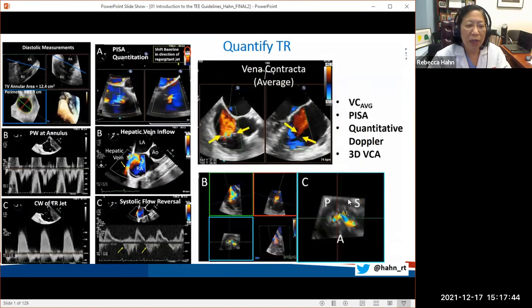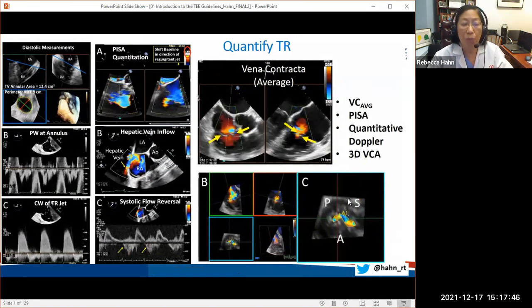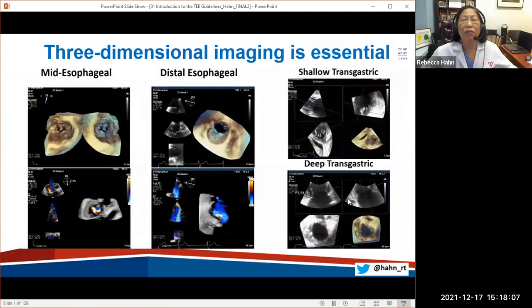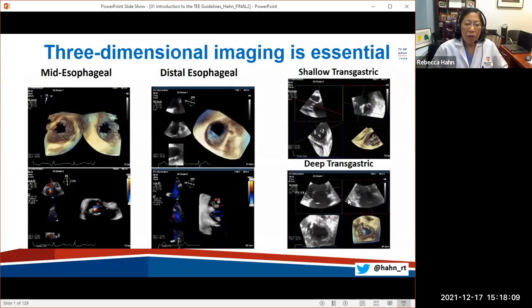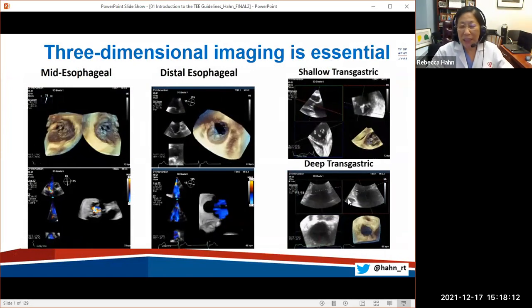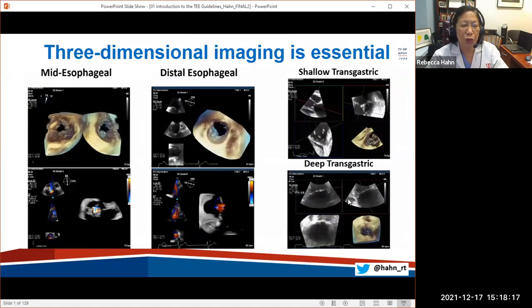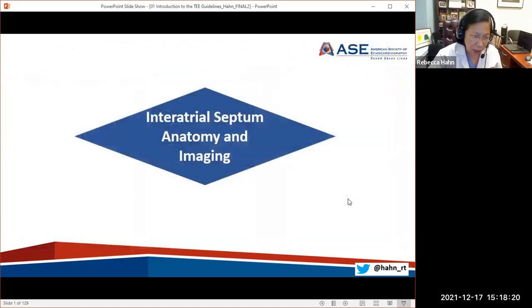Remember, this is all a work in progress. So if you're doing a TEE for TR, you're probably doing it as a pre-procedural for a device, because we have no devices approved in the United States right now, or you're doing it for surgery. And so again, we need to be pretty prescriptive about the images that we obtain in order for us to be able to quantify this disease, since quantification to me is still a work in progress. Remember also the 3-dimensional imaging is key. It's absolutely essential. We can use it from any view. This is mid esophageal, distal, and transgastric views.